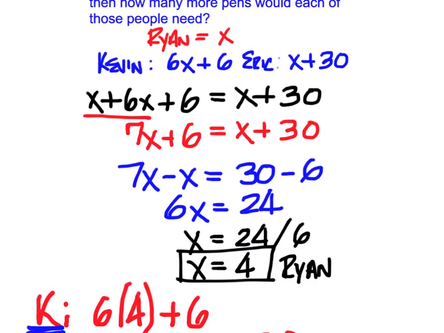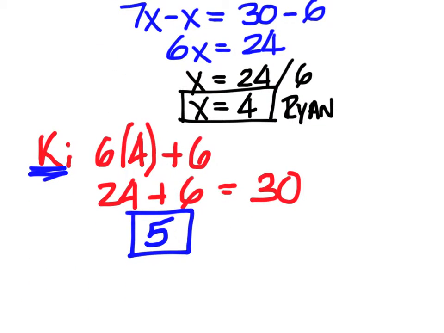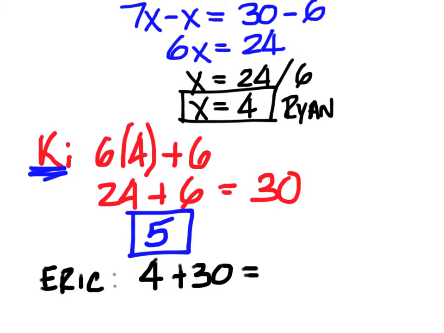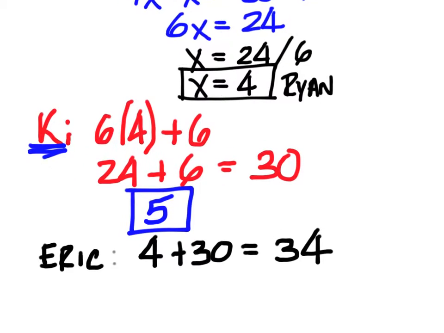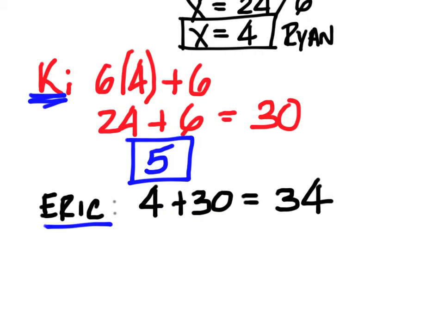And then last is Eric. Eric is x plus 30. So 4 plus 30 is 34. Is Eric qualified? No. How many more pens does he need? 1.